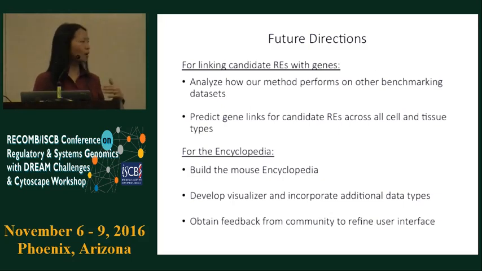The human encyclopedia is already available at the visualizer I mentioned earlier. And we're in the process of building the mouse encyclopedia. We are also developing additional data types to incorporate in there. And we have been showing the visualizer to quite a few diverse user groups to see whether people have feedback, and whether or not it's useful. So if you could try it out and let me know how you feel, that would be great.